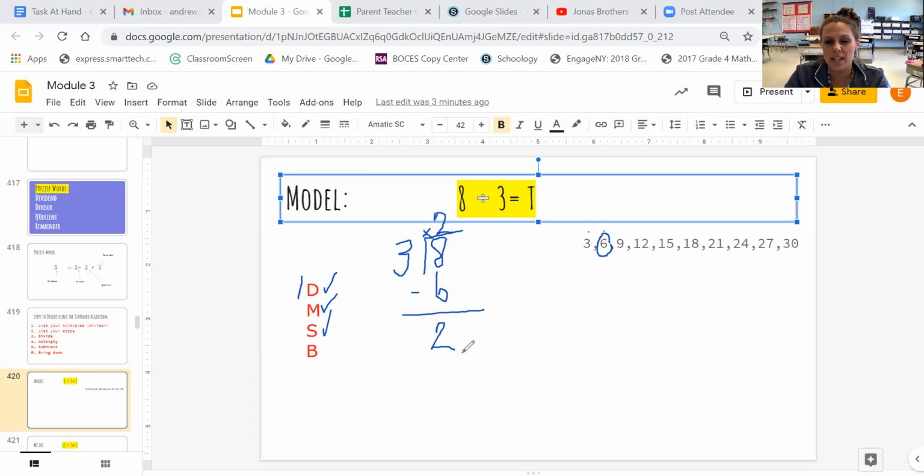Can 3 go into 2? Can I find the number 2 over here? No. So this is where I would bring down, but I don't have any other number over here to bring down. So I don't have this step. I have 2 as my quotient, and I have 2 left over. So this number here is my remainder.